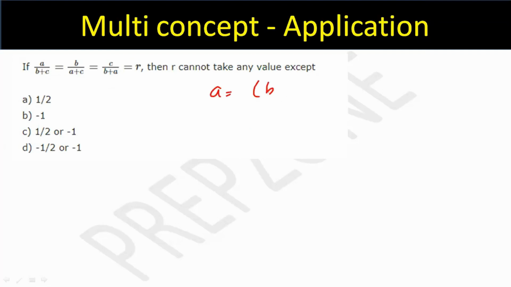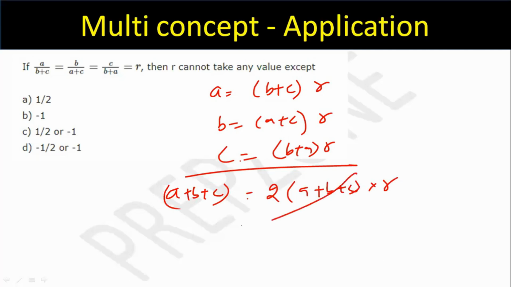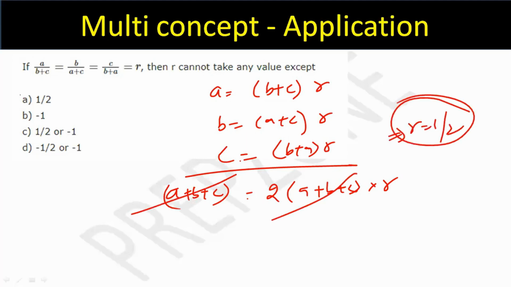Here A is nothing but (B plus C) into R. B is nothing but (A plus C) into R. C is nothing but (B plus A) into R. And then the very obvious thing that you see is you just add all the three expressions. It is nothing but A plus B plus C is equal to twice of (A plus B plus C) into R, right? Which means one way is you just cancel them and then you say R is equal to 1 by 2, which I think most of you have done and marked the answer.